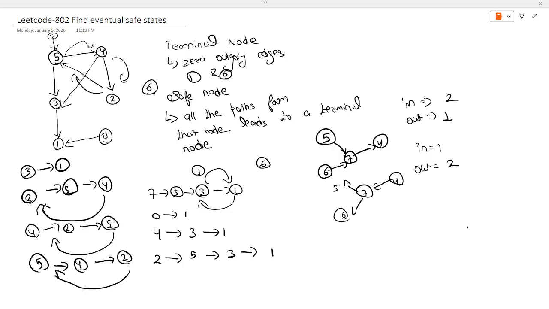So if I reverse the edges in my graph, then the in degree of terminal nodes will become 0, because the out degree for terminal nodes is 0. And if I reverse the edges in my graph, the in degree for terminal nodes will become 0. Let me explain it to you by redrawing our graph.